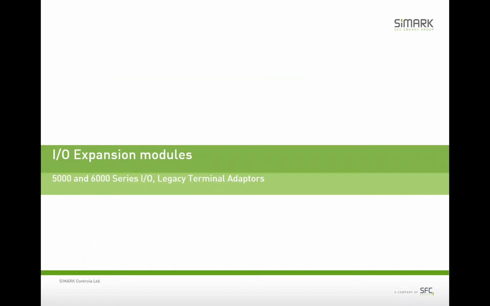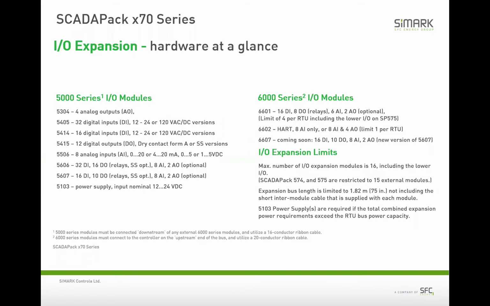So the range of modules that are compatible with this new generation are somewhat reduced from the modules that we can utilize with the standard range of SCADAPack. So you can see on the left here what the options currently are. 5000 series is our current generation, and we're starting to add in now what we call the 6000 series, and the 6000 series range is being extended with the addition of the 6607 coming along.